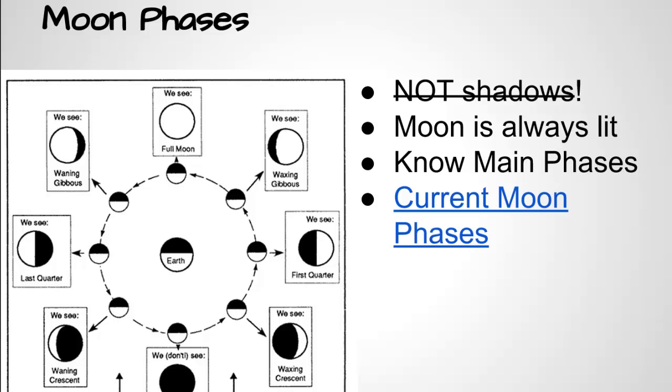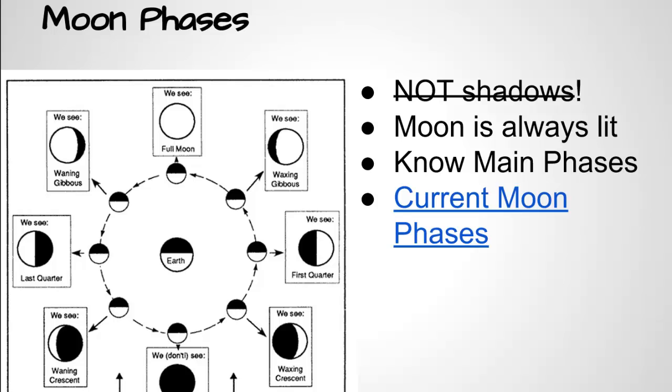Moon phases. A common misconception about moon phases is that it has something to do with shadows on the moon. Half of the moon is always lit up. Okay, the moon always has the sun shining on it, the only exception being during a lunar eclipse. But most of the time, the moon is always lit up by the sun.